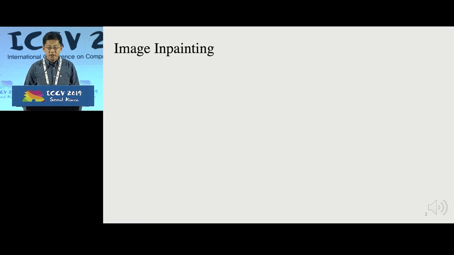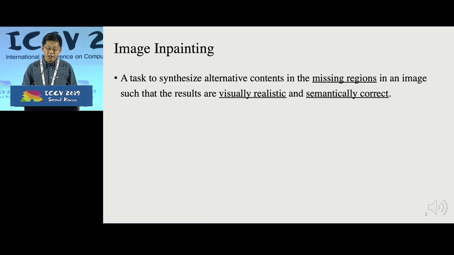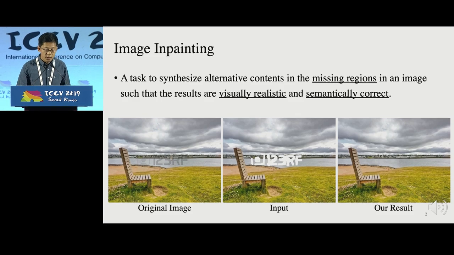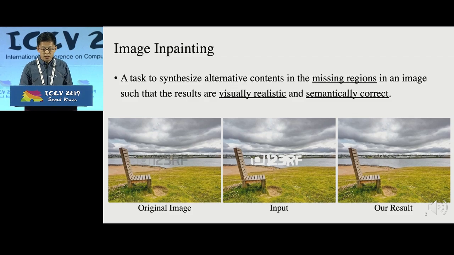So let me first give a quick background on image inpainting. Image inpainting is a task to synthesize alternative contents in the missing regions in the image to make the results visually realistic and semantically correct. For example, given this input image shown on the left, we want to first mask out the distracting watermark region in the middle and then use it as input to generate this nice result shown on the right.